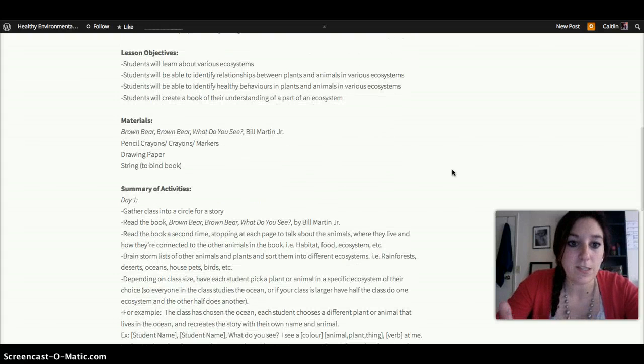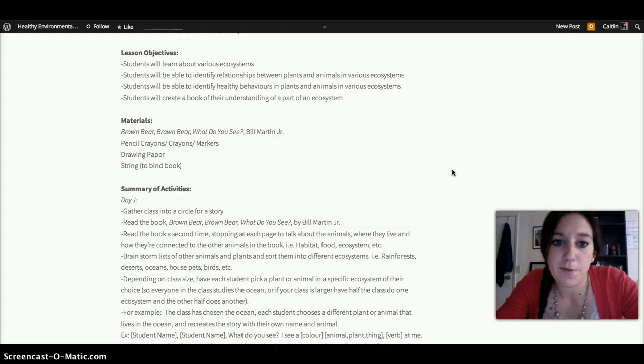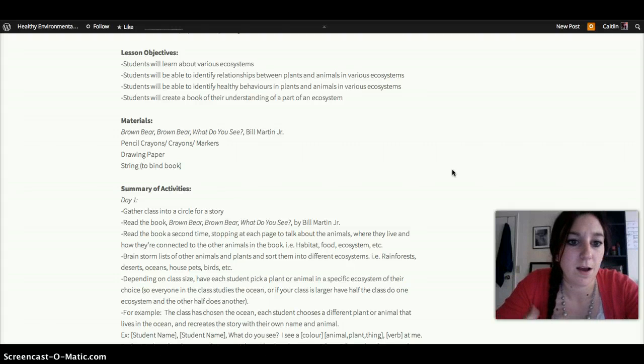The materials that we'll be using are the book Brown Bear, What Do You See by Bill Martin Jr., of course, pencil, crayons, markers, drawing papers, and strings or ribbon or another kind of material to bind a book together.